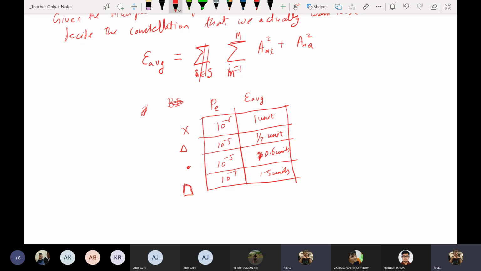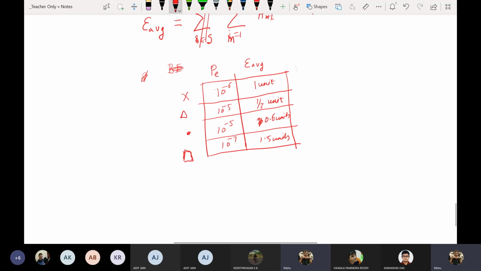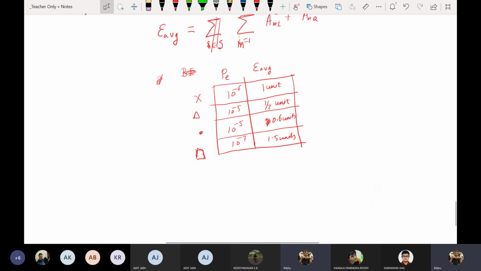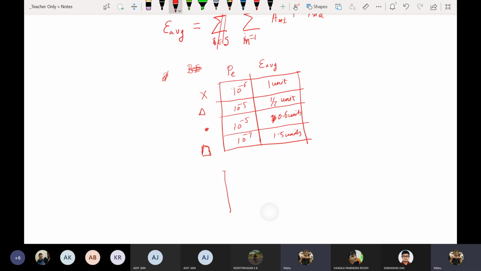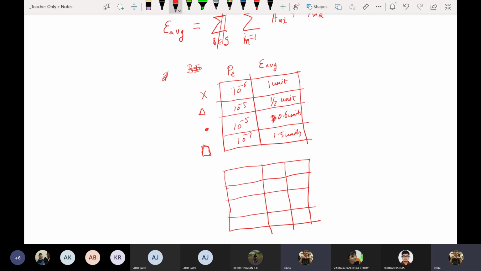So the first thing that we want to do is make either the energy constant or the probability of error constant. Say I force everything to, I'll redraw this table and I force everything. Because I can have closed form, I can have the union bound for different constellations, and I can numerically calculate the probability of error for different constellations by some tricks.